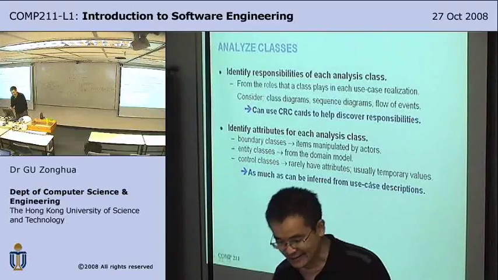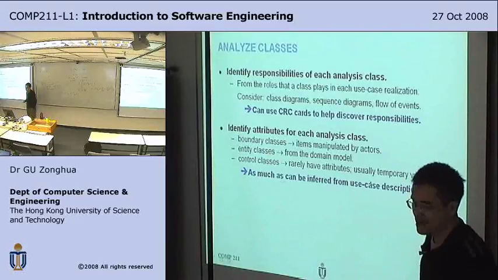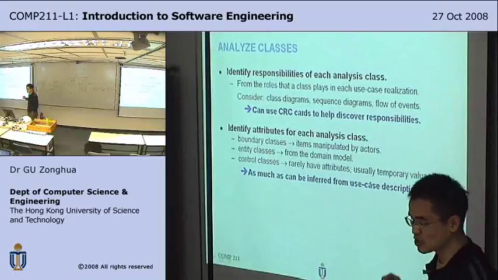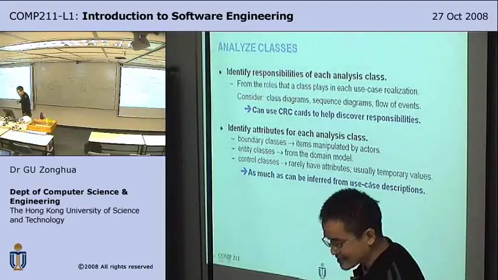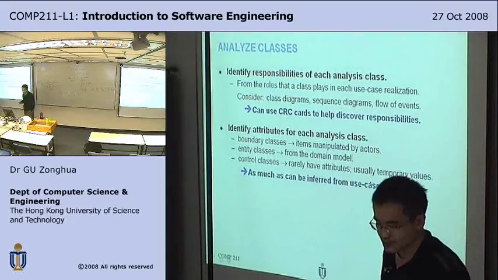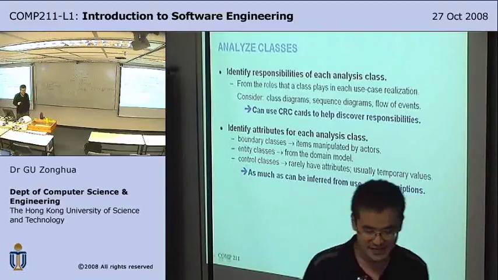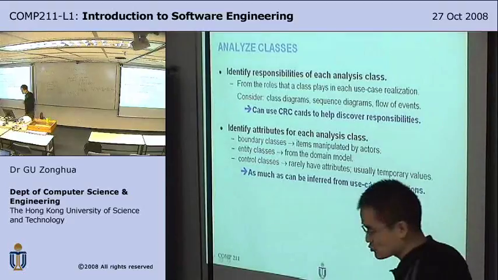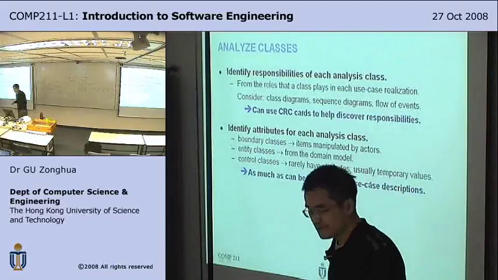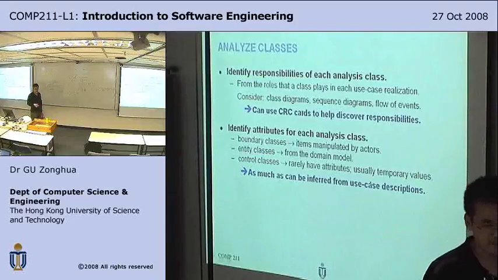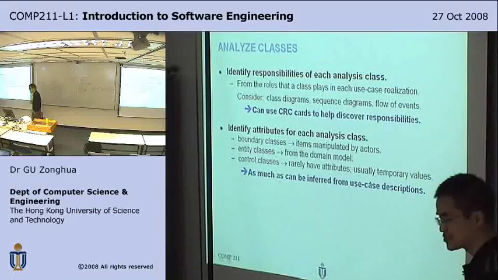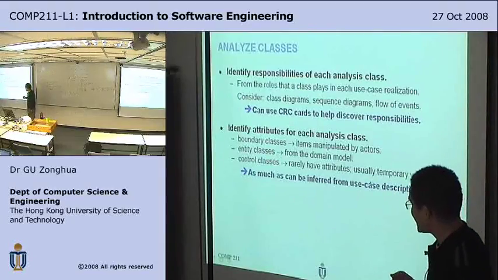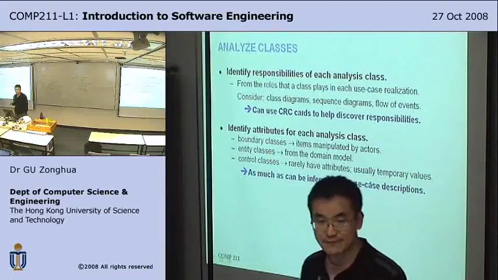Entity classes, the attributes are easy. Just get them from the domain model. Whatever the domain model has, you place the attributes in the entity classes. Control classes rarely have any attributes. Sometimes even if they do, they're usually temporary attributes, like a counter, something that's transient. That is, when you finish using the system and log out, all these values are lost. They're not important. They don't need to be stored, unlike the entity class attributes, where any change to them must be updated to the database.